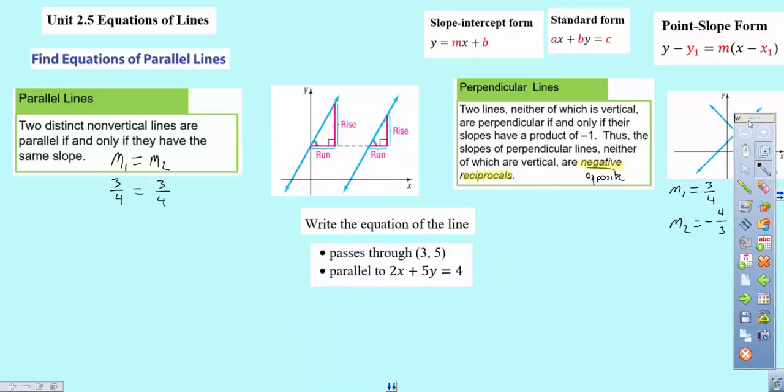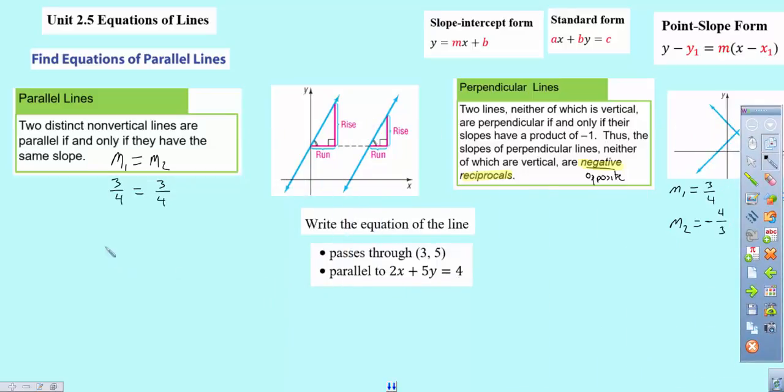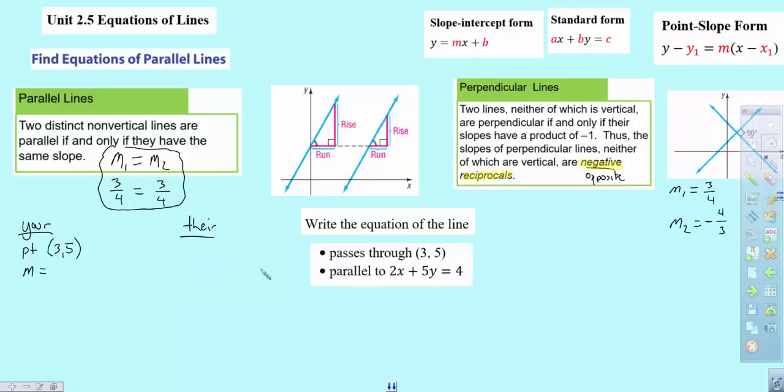The way I like to teach this concept is that we have your line and we have their line. In this case, we're told that our line passes through the point 3, 5. Remember, if we're going to use our point-slope formula, we need a point and we need a slope. Well, we don't have a slope. What we do know, however, is that this other person has a line, so we can find the slope of that line.